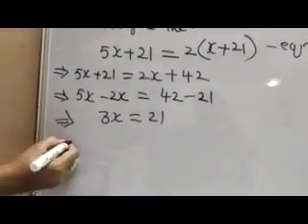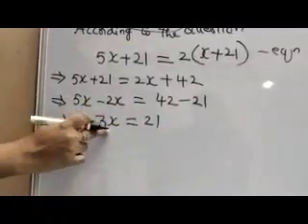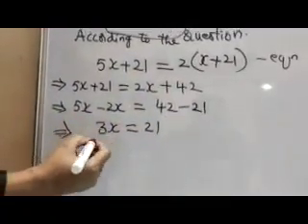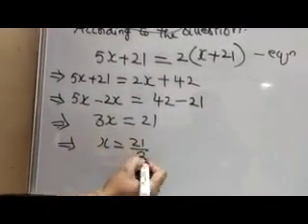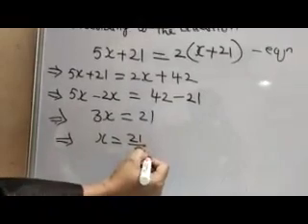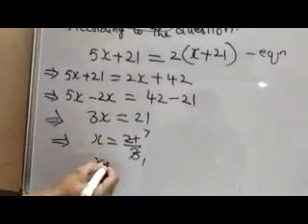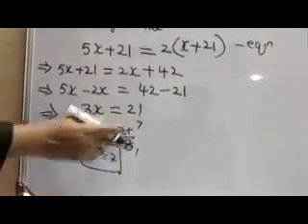Here you can transpose 3 to the right hand side. 3 is multiplying here. If you take it to the right hand side, it will divide. X is equal to 21 upon 3. Do the cancellation, 3 7s are 21, and it is 7. So x is equal to 7. This is only the x value.